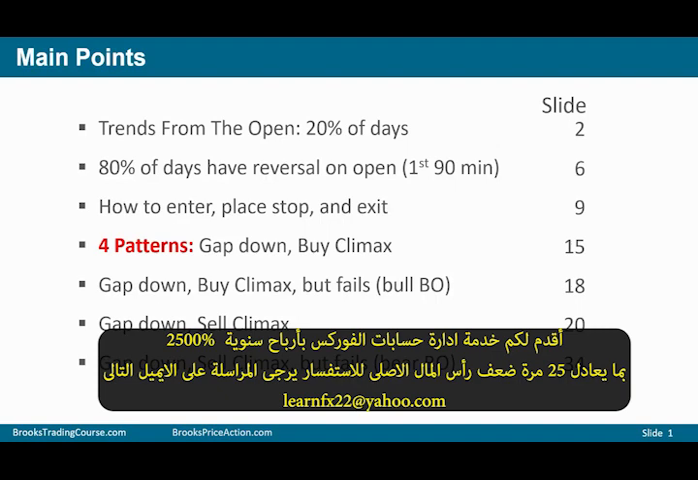Next, the third pattern, I'll be talking about a gap down and then a sell climax. The market gaps down, it sells off sharply and reverses up. And finally, I'll talk about a sell climax that tries to reverse up, the reversal becomes a bear flag, and the bear trend resumes.